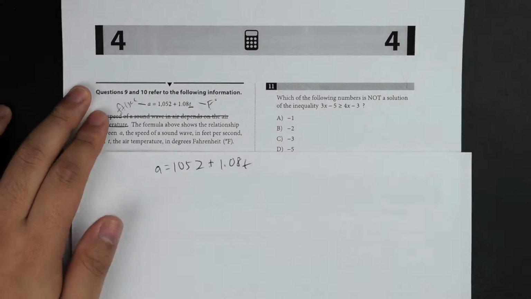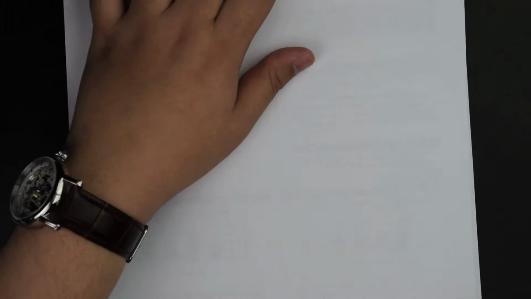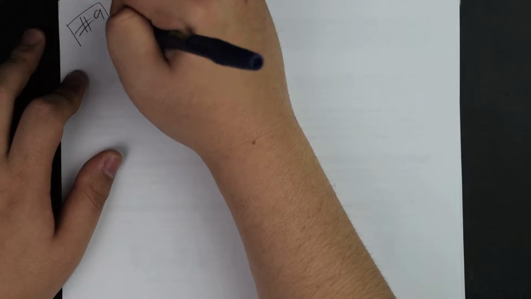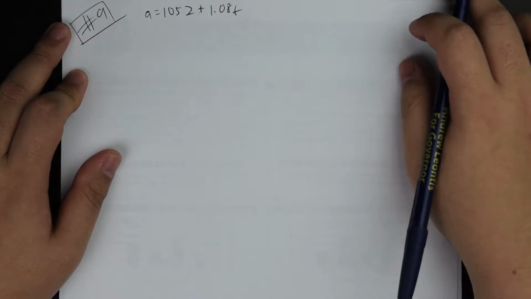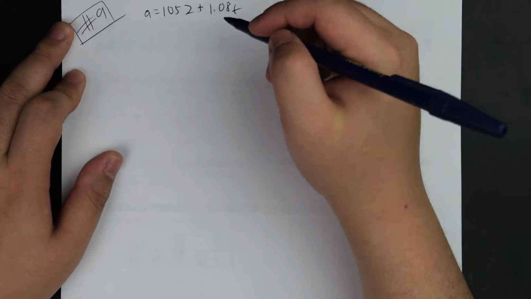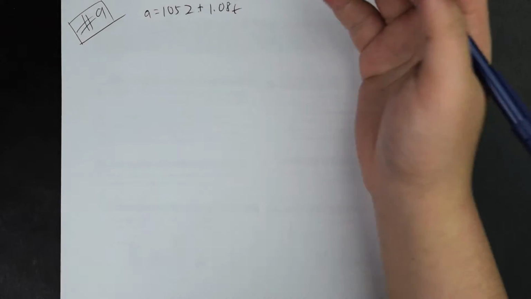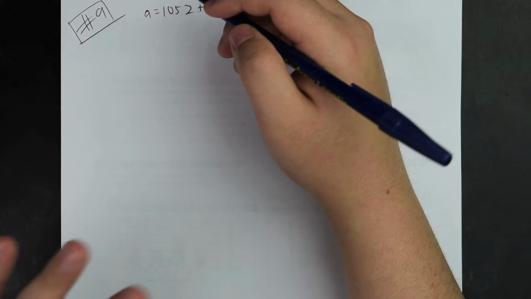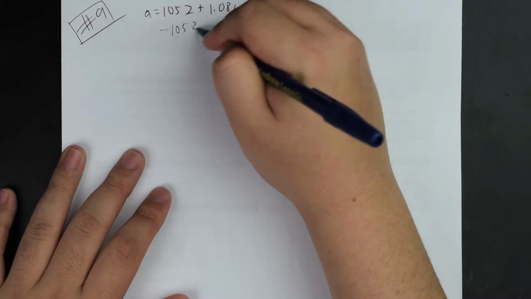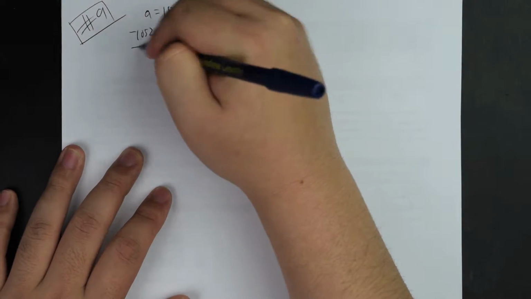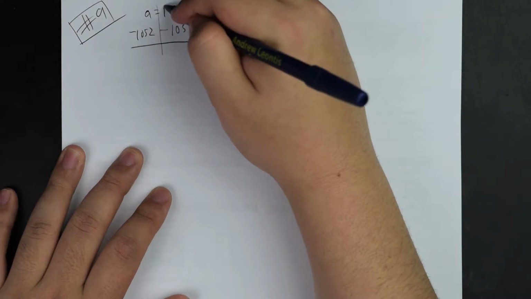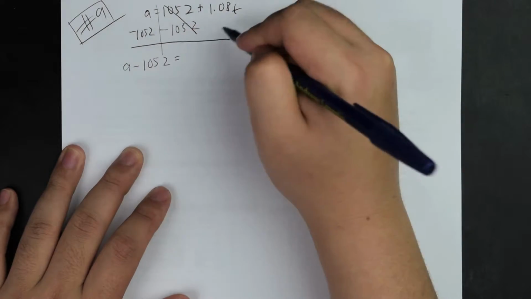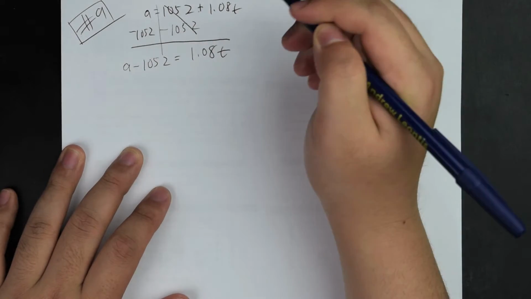The important thing that I noticed when you had to do number 9 was that I needed to isolate t, as I mentioned before. In order to isolate t, I need to get rid of everything that's surrounding t. The first thing I need to do is get rid of any constants outside. So outside of this currently is 1052, and I need to balance this equation going down. This cancels out, and so it'll be A minus 1052 equals 1.08t.